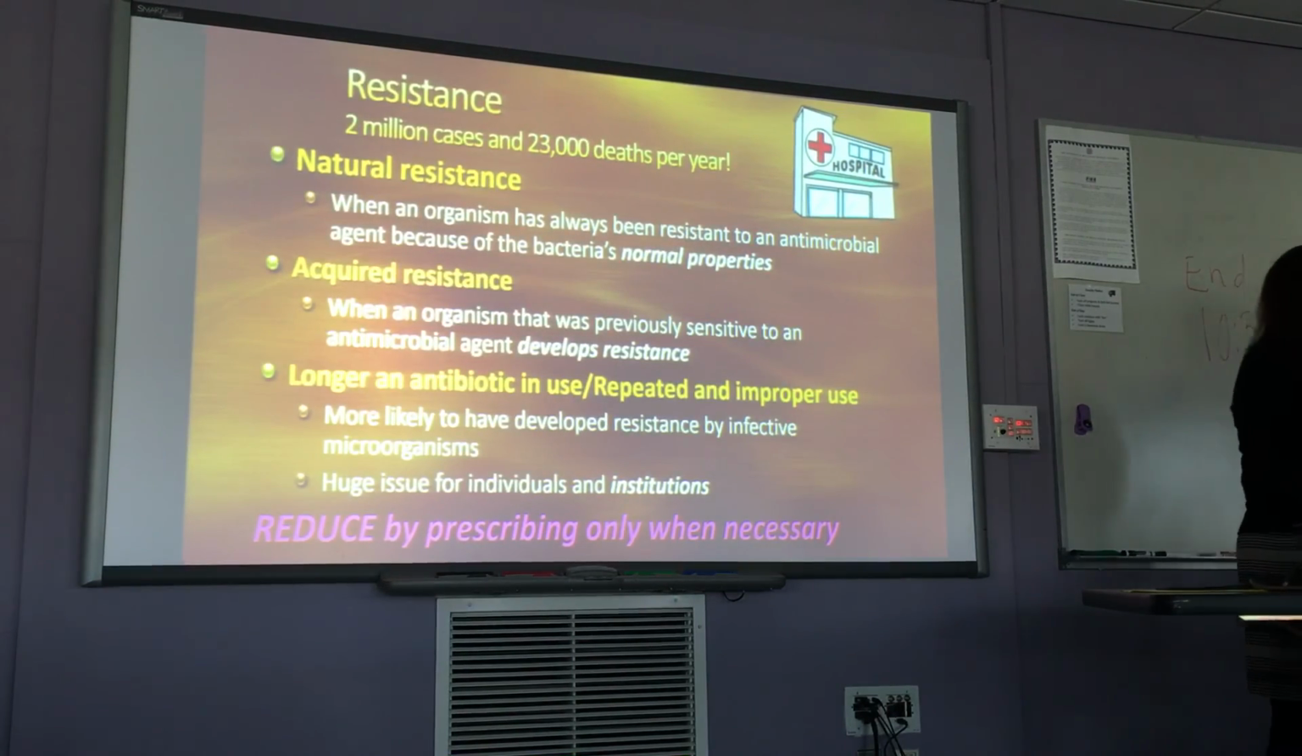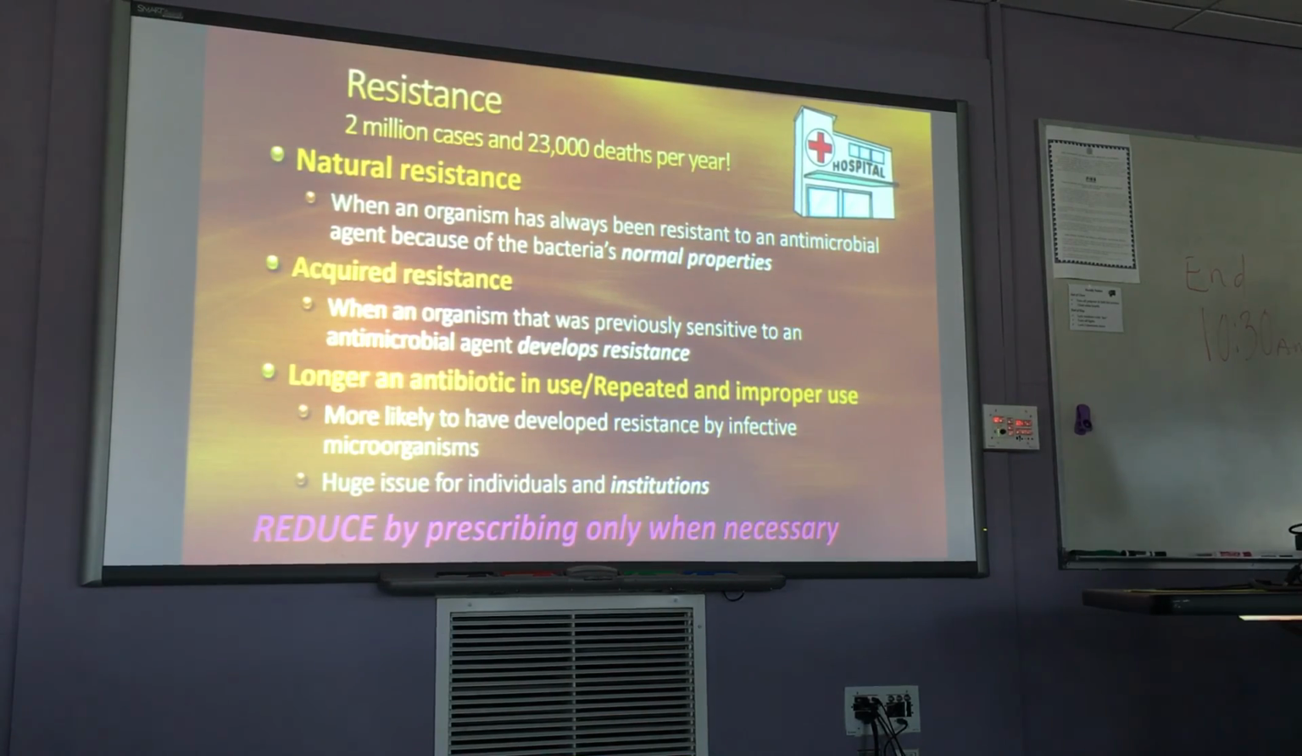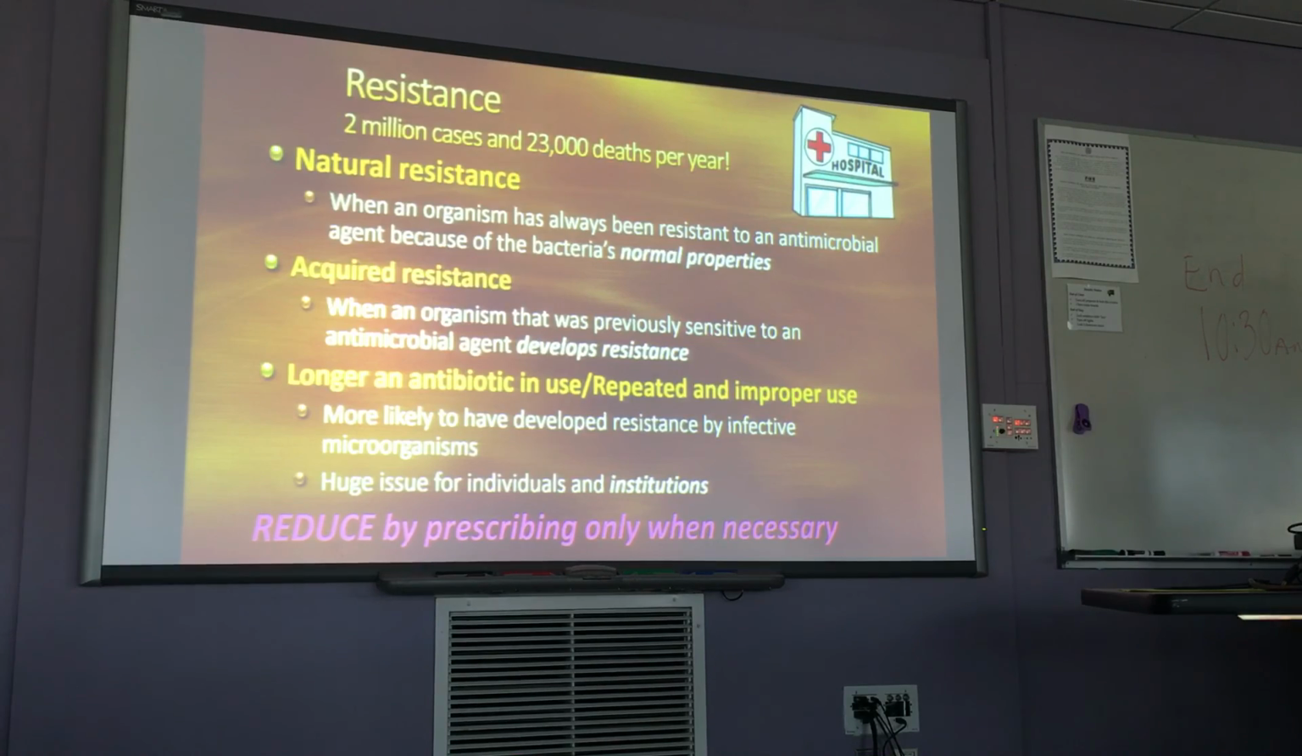So again, resistance is something we're going to talk about a lot. They estimate that there are 2 million cases and 23,000 deaths per year in the United States alone. That's huge. There are naturally resistant microorganisms, okay? They're naturally very strong, okay? That's part of the bacteria's normal properties.